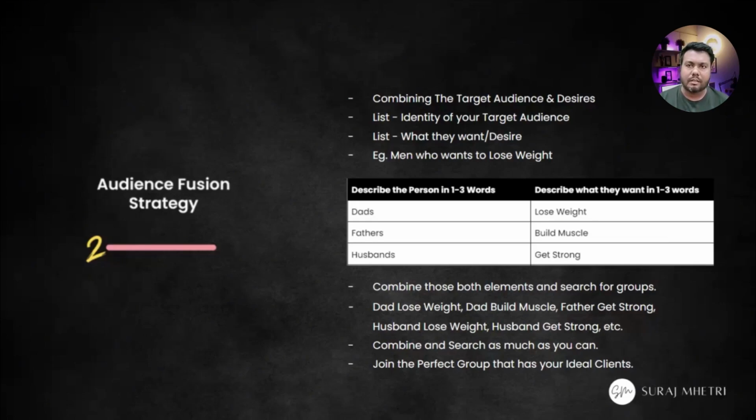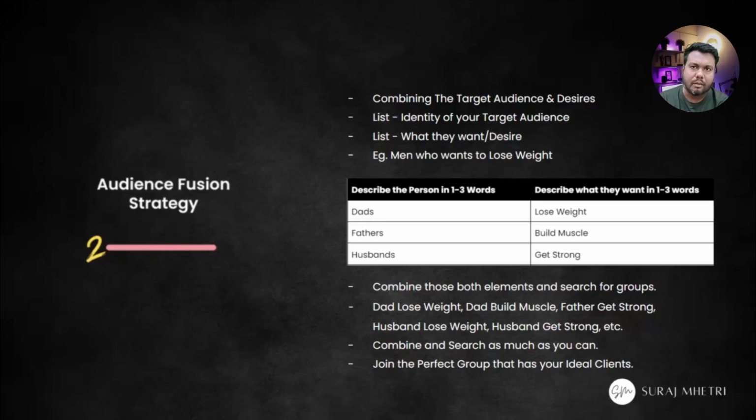For example, on this screen, we have divided the identities of men like dads, fathers, and husbands into three items. In the second column, you divide the desire. The desire, what they want, is to lose weight. So we divided that single thing into two more: they also want to build muscle and they want to get strong. This is how you would divide your desires. Now that you have divided all this, you just have to combine those words. Take the first identity and combine it with all the desires that we have come up with.